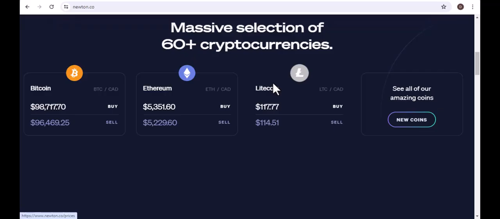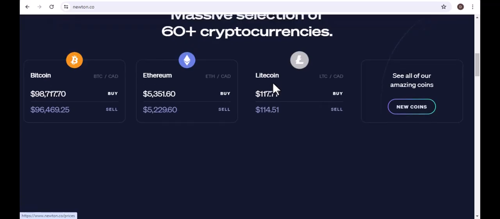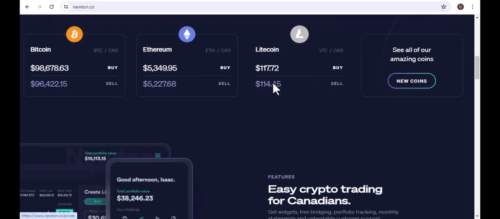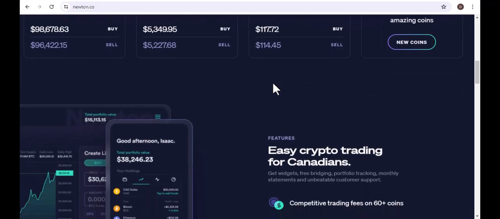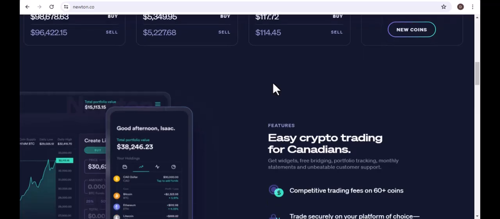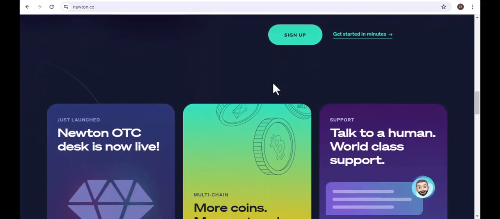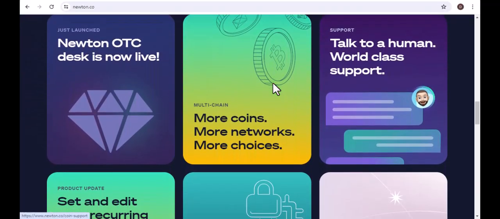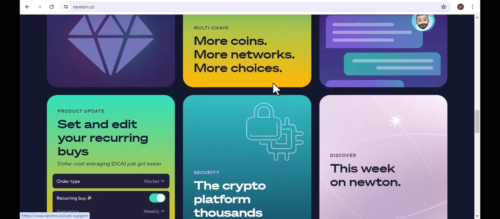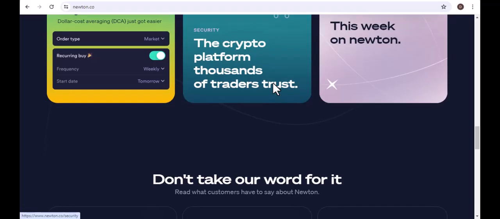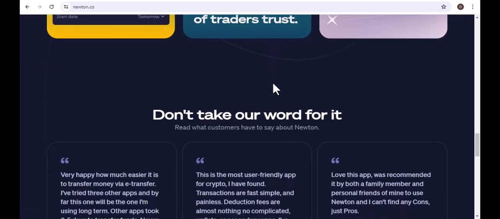On the other hand, if you're a more active or advanced trader, a platform with a traditional order book and explicit fees might be more appealing. Why? Because the fees are usually a set percentage, for example, 0.2%, which might be lower than the spread on a platform like Newton, especially on high-volume trades. Plus, with an order book, you have more control. You can set limit orders to buy or sell at a specific price, which can help you get a better entry or exit point and potentially minimize the impact of the spread.